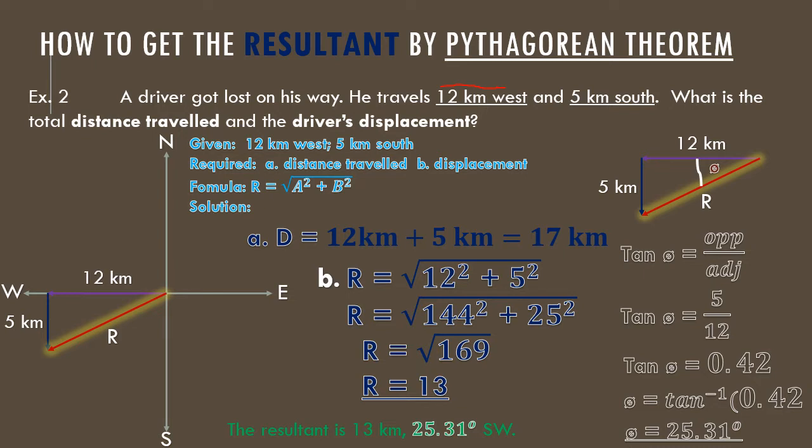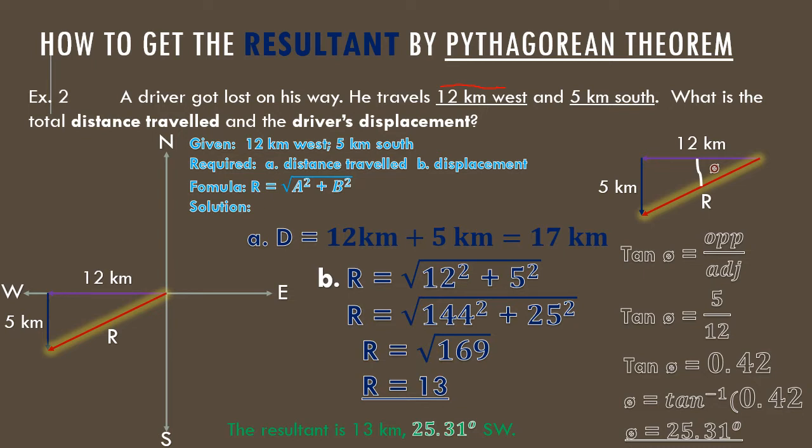So, para mas madali kayong mag-solve, kukunin niyo muna yung given. O, ano nga ba yung given? 12 kilometers west, then 5 kilometers south. Then, ano ba yung required? So, yung una is distance traveled at yung pangalawa ay yung displacement.